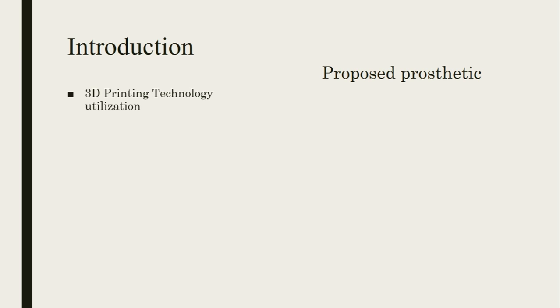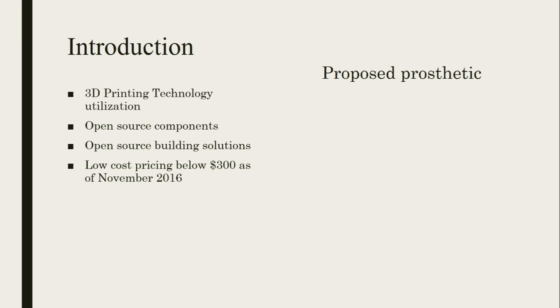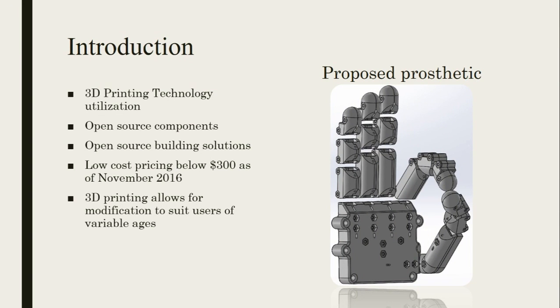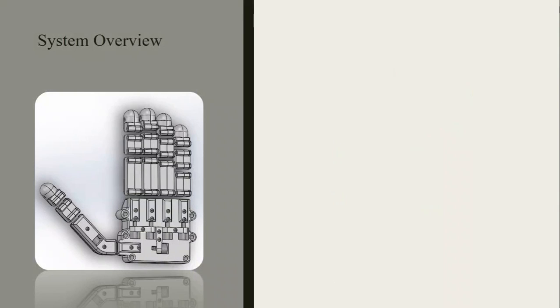And for the response of the circuit, we are going to use an Atmega32U4 integrated circuit. Later on, I will explain why we chose this. It is low cost. It has a price below $300 as of November, and the price has stayed the same. And the great thing about a 3D printed prosthetic is that it allows the user to modify it as they grow.